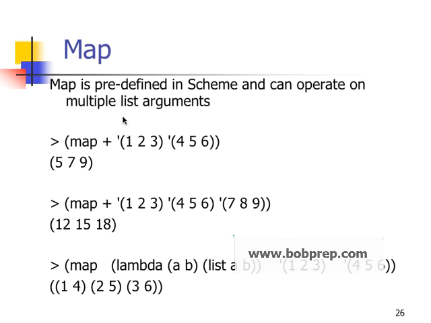So map takes the first list and applies it to the second list. And what's it going to apply? Well, it's going to apply a plus. So it's going to take the first item in one list and add it to the first item in the next list. So that's some nice automation.